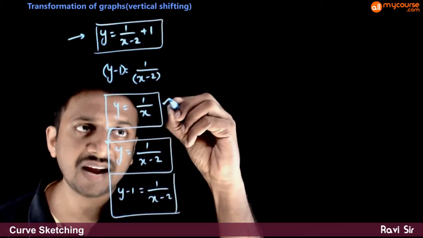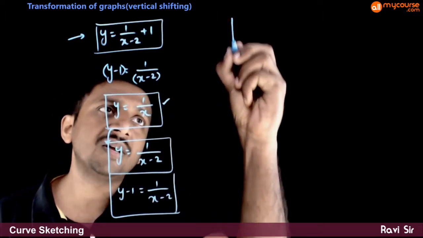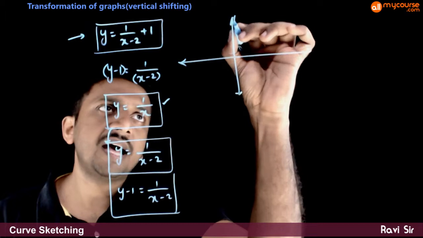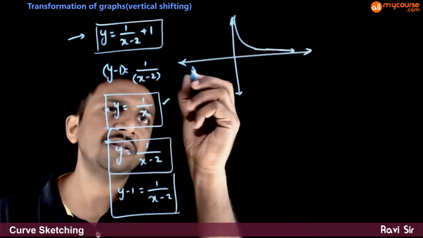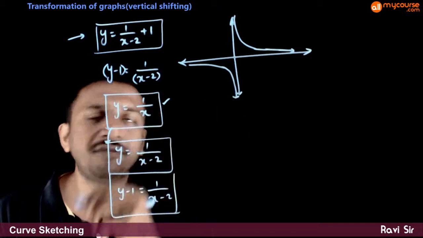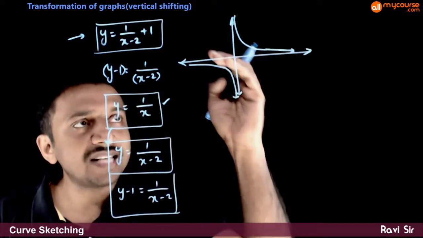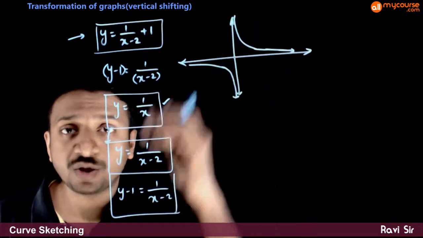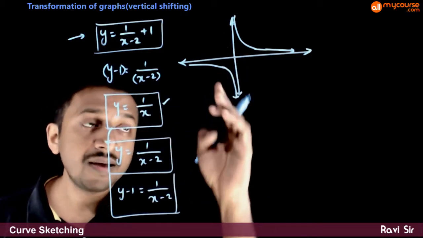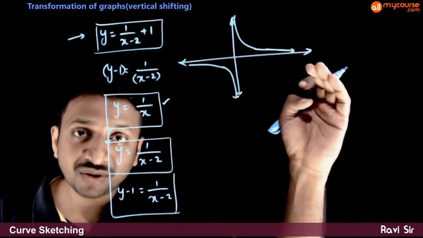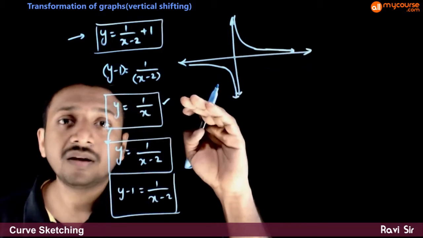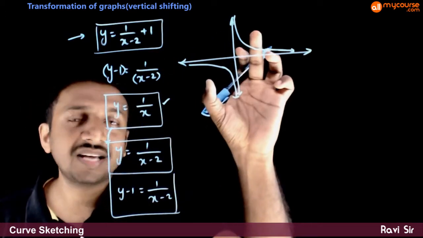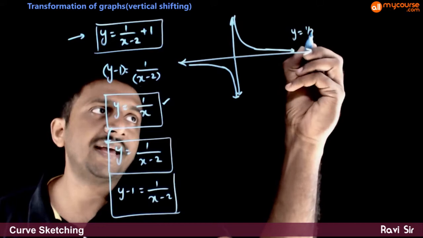So first I'll start from y is equal to 1 by x. How does the graph of y is equal to 1 by x look like? It is very straightforward. The graph is a reciprocal function. The graph looks something like this. For this graph, both x-axis and y-axis are asymptotes. As x tends to 0 plus, y tends to plus infinity. As x tends to 0 minus, y tends to minus infinity. As x tends to infinity, y tends to 0 plus. As x tends to minus infinity, y tends to 0 minus. So this is the graph y is equal to 1 by x.